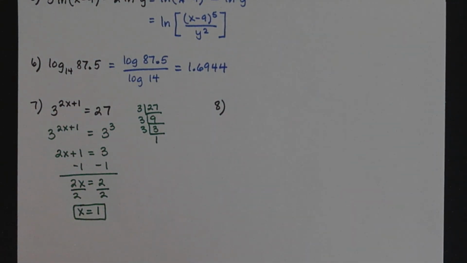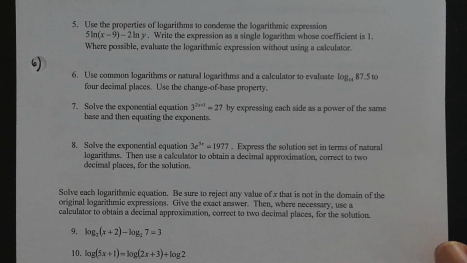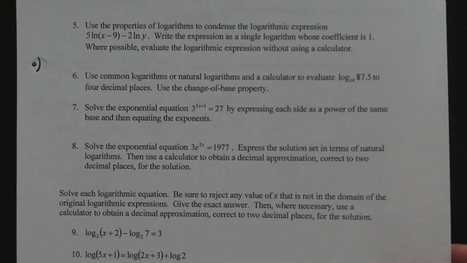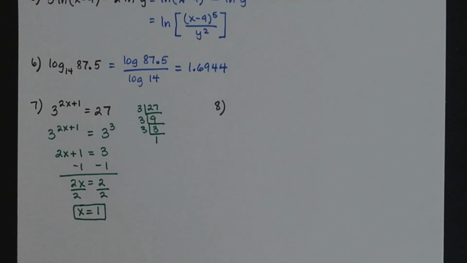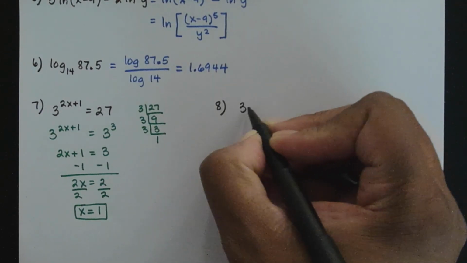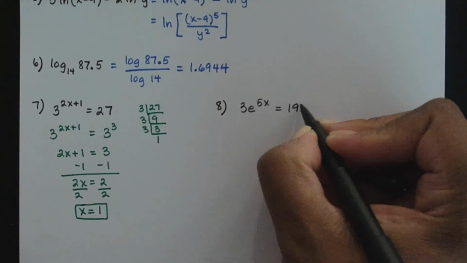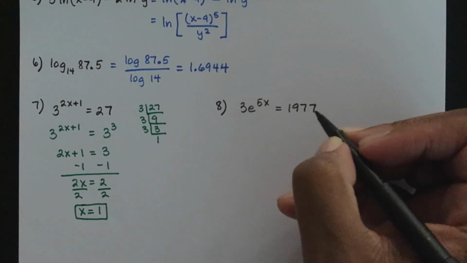All right, problem number 8. Here we're going to solve the exponential equation 3e to the 5x is equal to 1977. Express the solution set in terms of natural logarithms and then use a calculator to obtain a decimal approximation correct to 2 decimal places for the solution. So here we got 3e to the 5x, and that's equal to 1977.